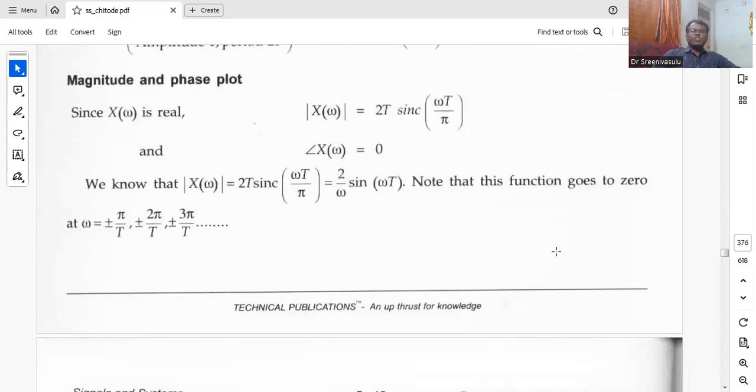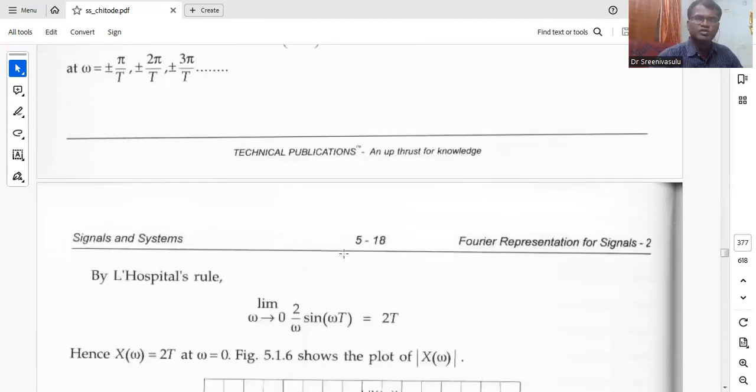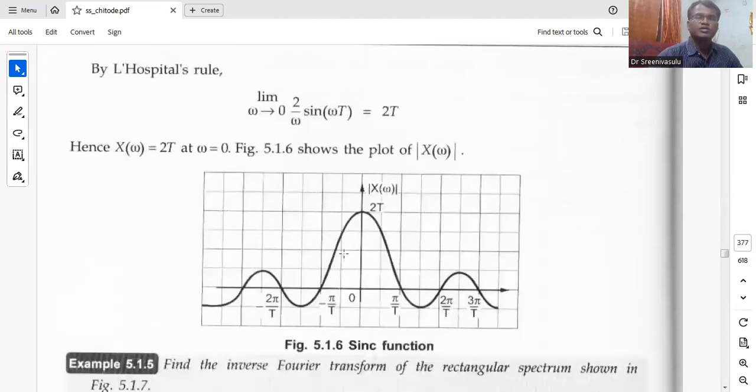You substitute different values of omega here, and we have zero crossing points at omega equal to plus or minus pi by T, plus or minus 2 pi by T. So in between 0 to plus or minus pi by T, if we substitute different values of omega, we are going to get the magnitude spectrum like this.